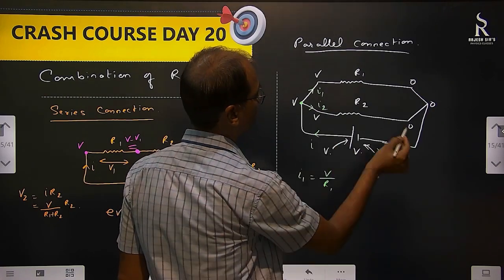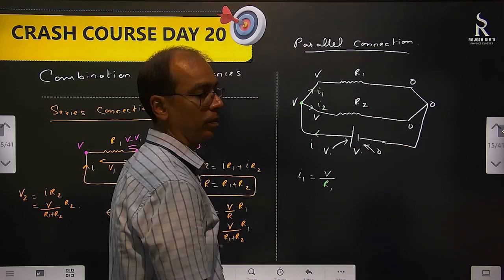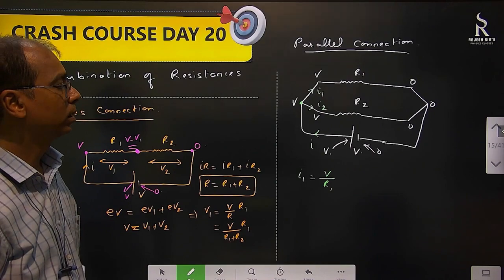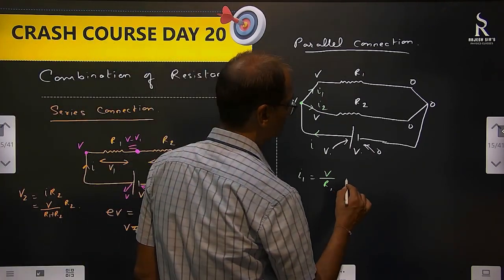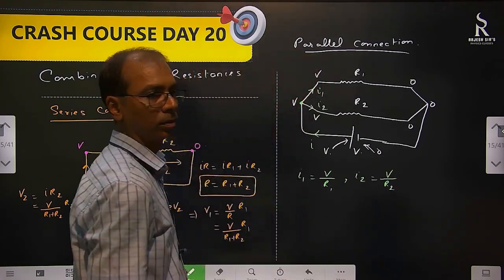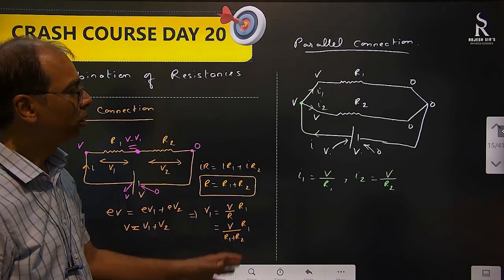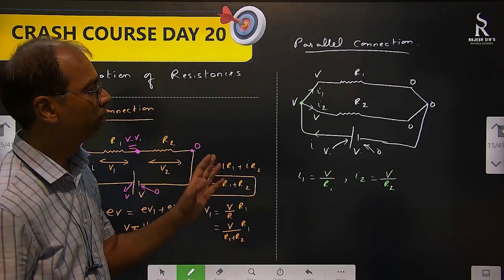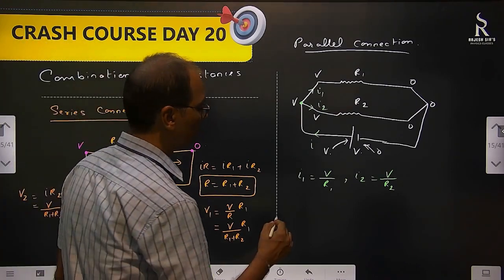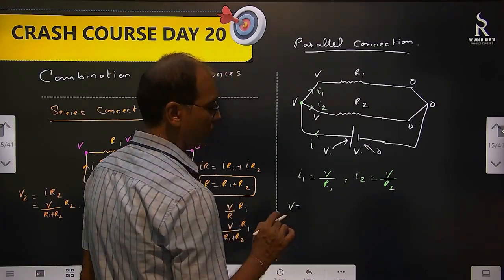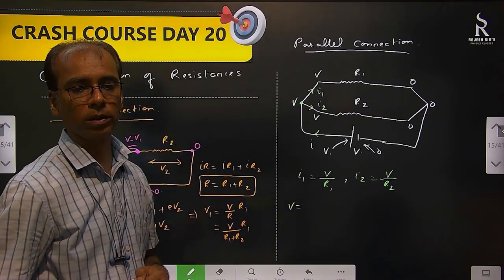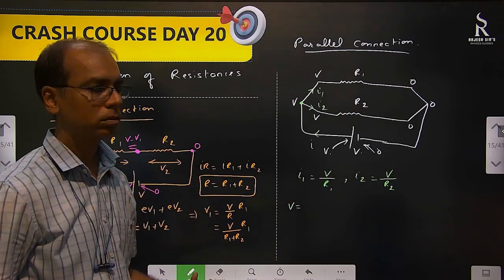And this is V now. Across this, what is the potential? V only. So it's V by R1. I2 is V by R2. Correct. But I don't want to write it in terms of V now. I want I1 in terms of I, not in terms of V. So what is V? We have to replace this V now. So V equal to what? I into R1 plus R2.